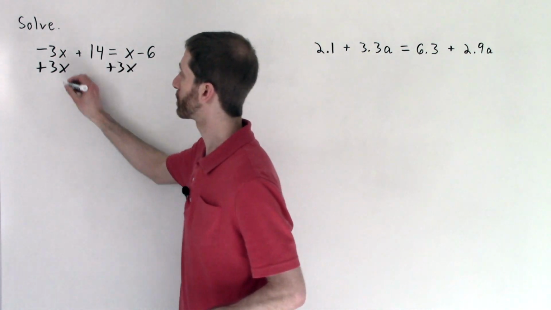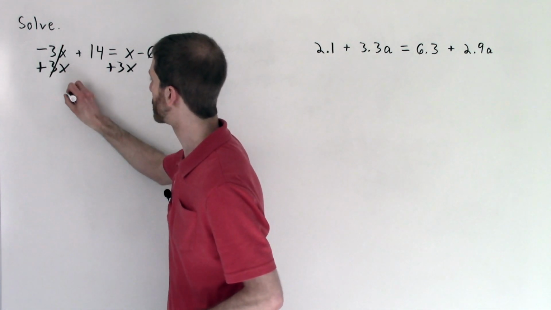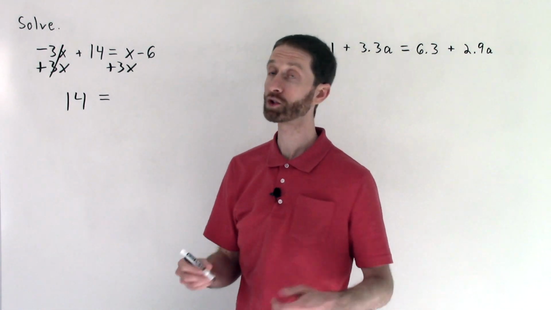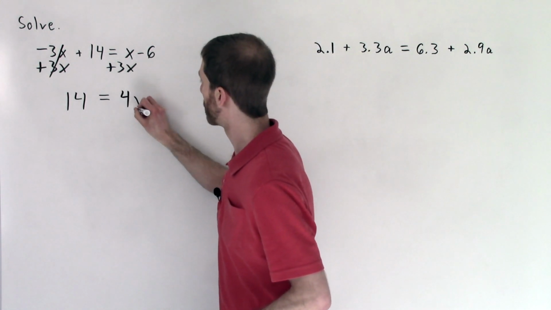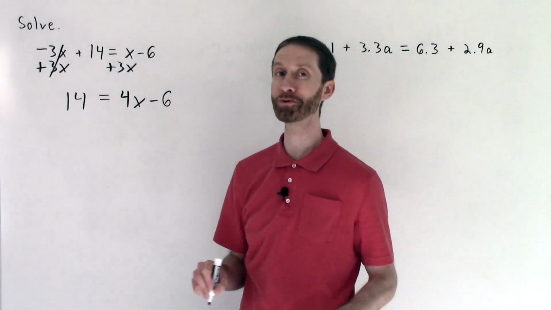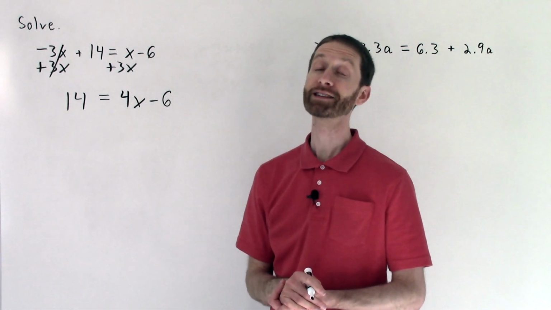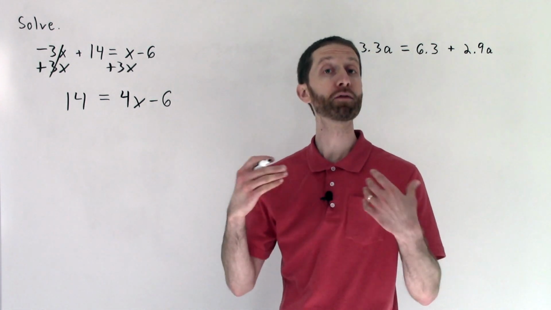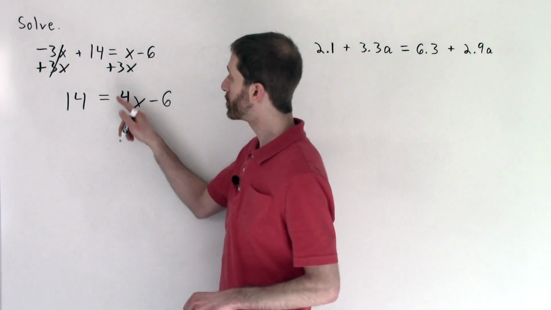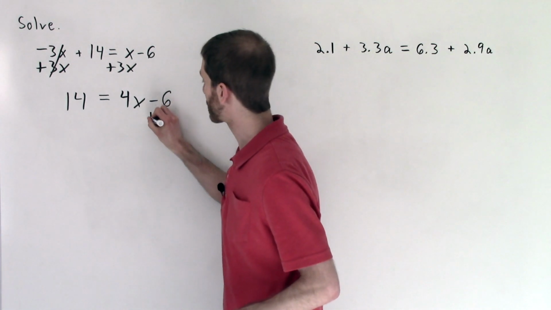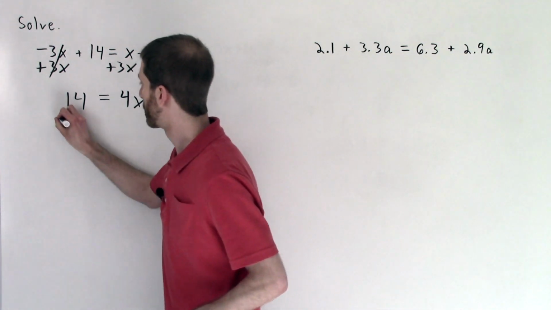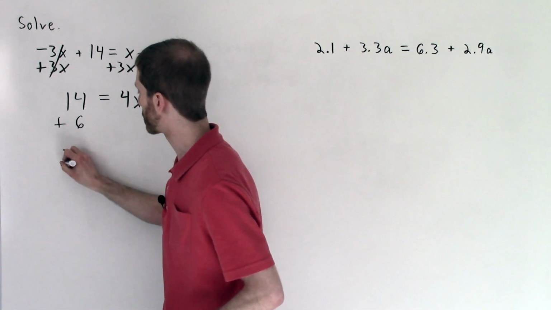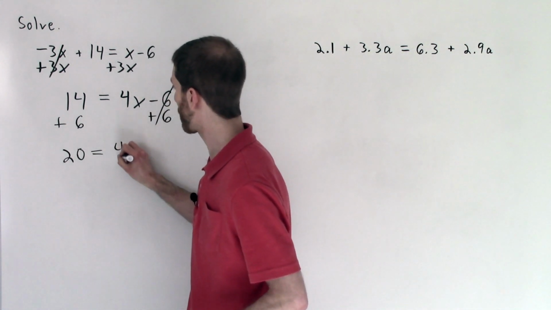Negative 3x plus 3x cancels out, leaving us with 14 equals, when I add 3x to x, we get 4x minus 6. What's very nice about this is that we now just have a simple two-step equation, and this is something that you've solved before. So to undo the order of operations, we are going to add 6 to both sides. The 6s cancel, and we're left with 14 and 6 is 20, which is equal to 4x.